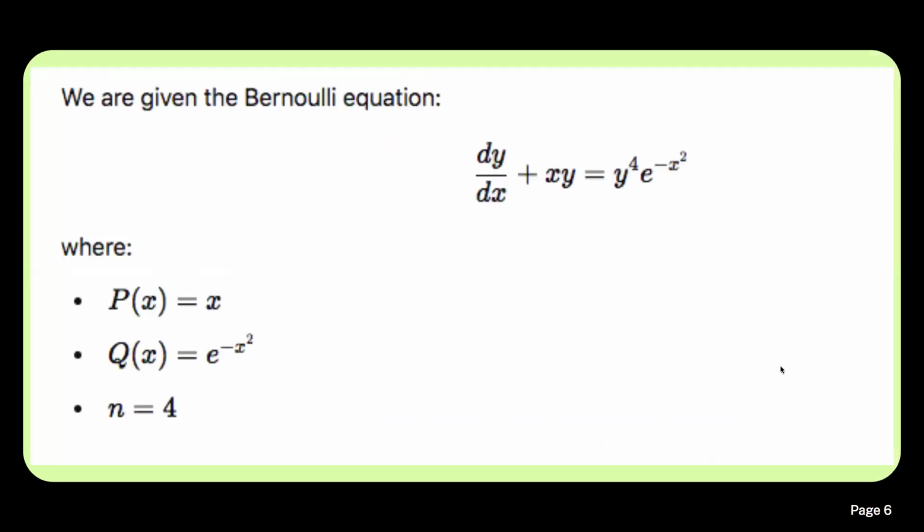Okay, let's go through an example of the Bernoulli equation: dy/dx + xy = y^4 e^(-x^2). For this Bernoulli equation, we first identify which one is p(x), which one is q(x), and which one is the Bernoulli exponent. We call n equals 4.